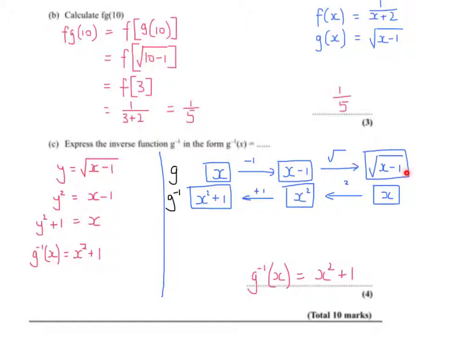So for the inverse function of g, my input is always x, so I start with an x, and then I do the reverse operations. So where in g I had done a square root, I have to square going backwards here. So I start with an x and I square it to get x squared, and then the inverse of minus 1 is plus 1. So from my x squared I add 1 and I get x squared plus 1. It gives me the same answer. The inverse function of g is x squared plus 1.